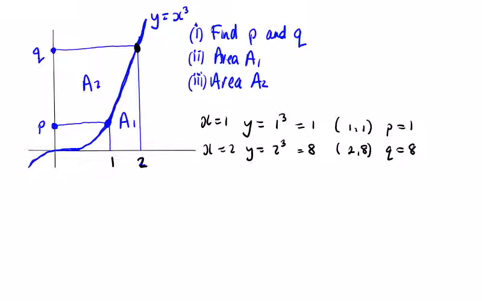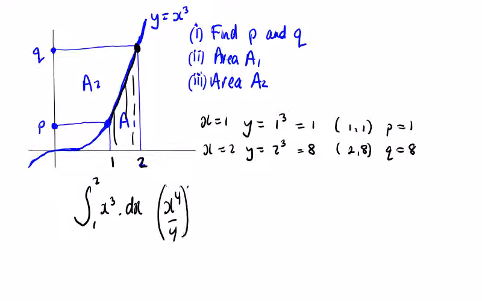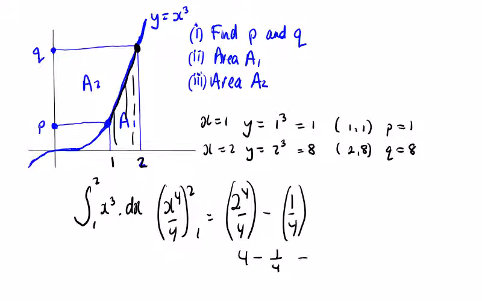So find the area A1. So the area in here under the curve between 1 and 2. So we integrate x cubed between 1 and 2. We're going to get x to the power of 4 over 4 between 2 and 1, which is 2 to the power of 4 over 4 minus 1 to the power of 4 over 4. So that's 16 over 4, 4 minus a quarter, which is equal to 3 and 3/4, 3.75 square units.